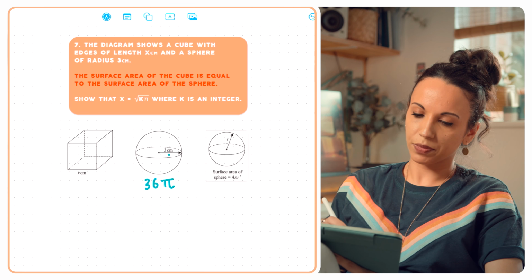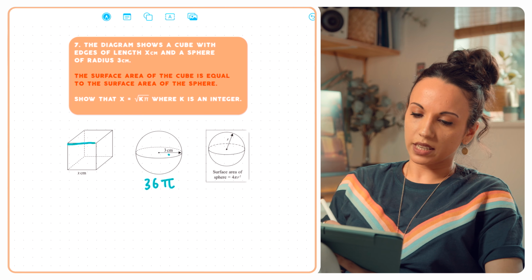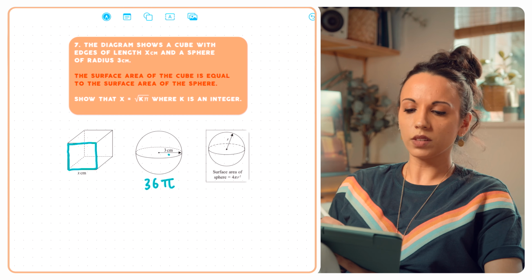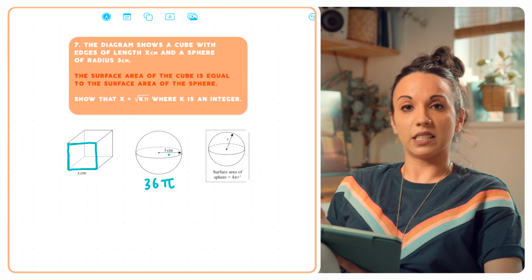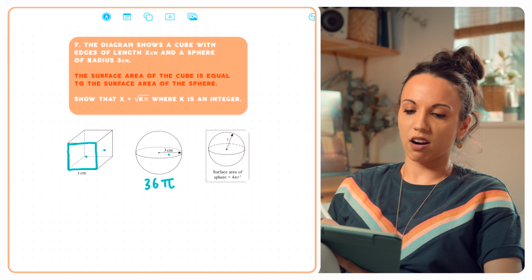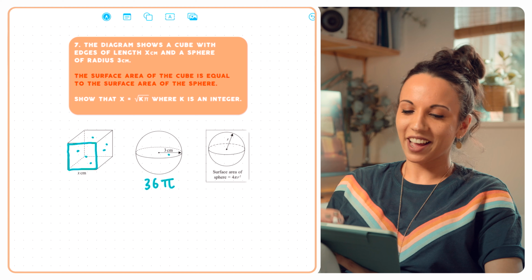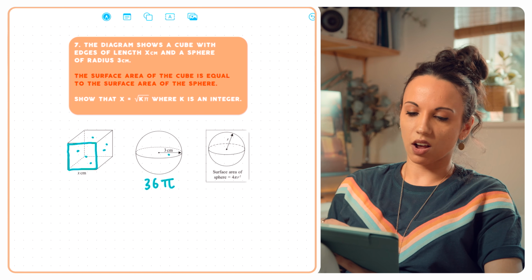How do we do that? Well, what we need to do is work out the area of one side of the cube, one face of the cube, and then multiply that by 6 because there are 6 faces. Okay, so what is the area of one side of the cube?